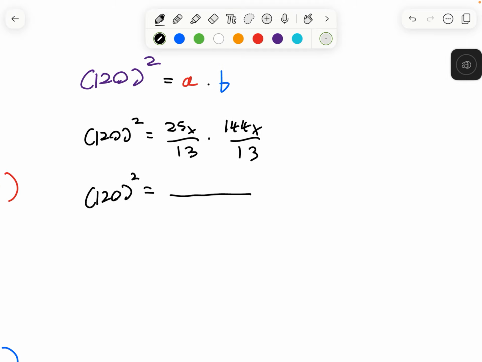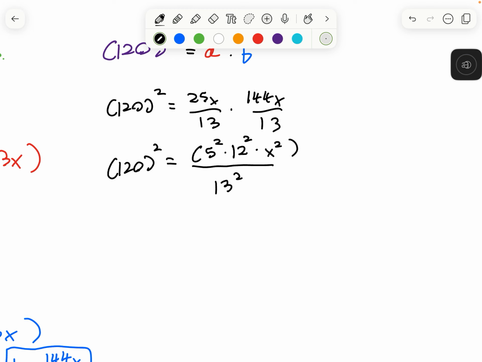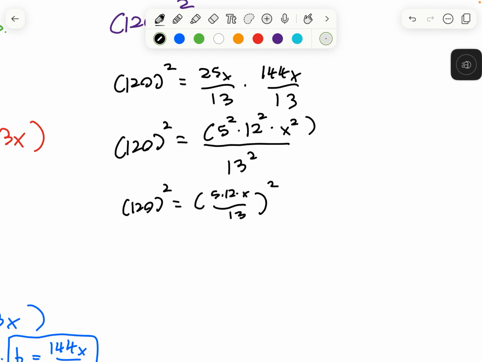So if you multiply the fractions here, on the bottom you get 13 squared. On the top, you have 25, which is 5 squared, 144, which is 12 squared, and then the x times x is x squared, right? So then you'll realize that 120 squared equals 5 times 12 times x, because you can take the squared out. You see that each of them have a squared term, over 13 squared.